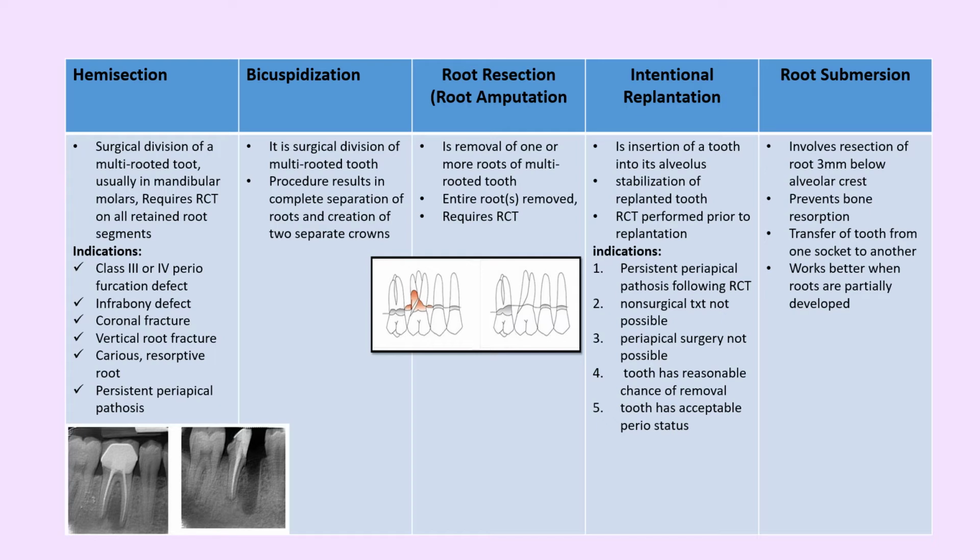Because the most important thing when you do intentional reimplantation, you have to be sure that when you are reimplanting the tooth, it has to regain its attachment, it should have a good periodontal status, and you should be able to skillfully remove it without fracturing the tooth. Root submersion, you are resecting the root 3 mm below the alveolar crest. This is mainly done to prevent root resorption.